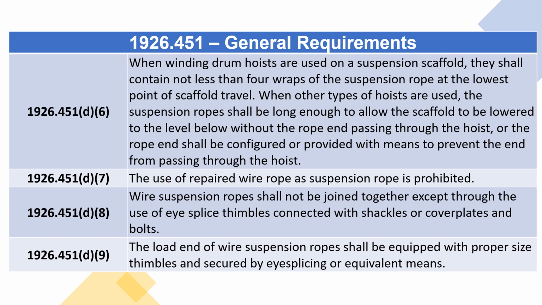1926.451(d)(7): The use of repaired wire rope as suspension rope is prohibited. 1926.451(d)(8): Wire suspension ropes shall not be joined together except through the use of eye-splice thimbles connected with shackles or cover plates and bolts. 1926.451(d)(9): The load end of wire suspension ropes shall be equipped with proper size thimbles and secured by eye-splicing or equivalent means.